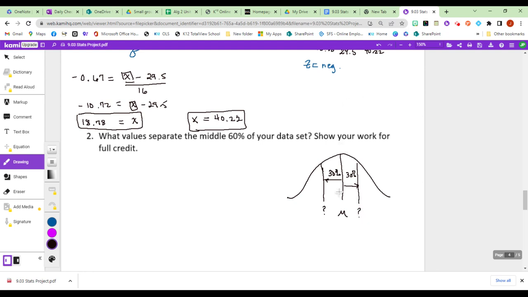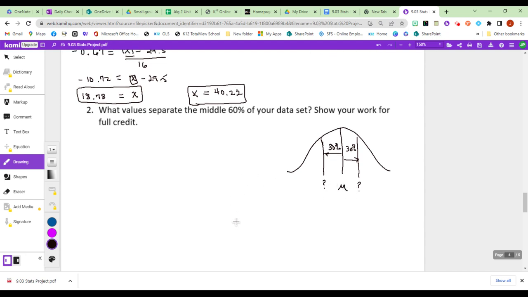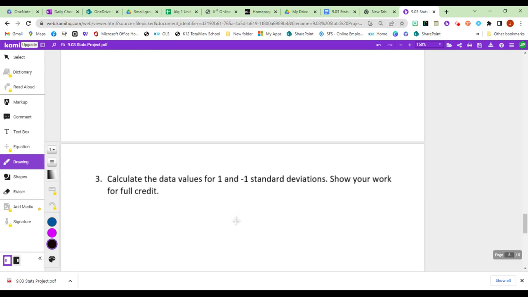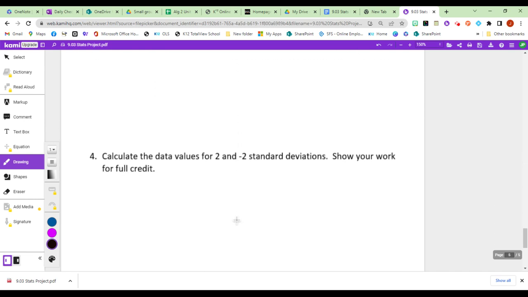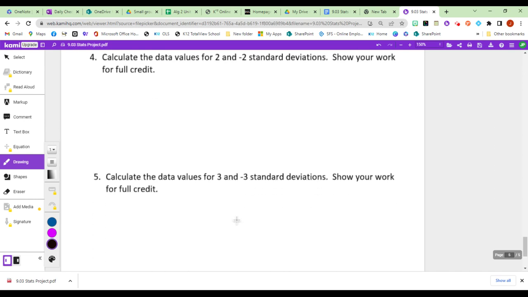And you're going to have to use a z-score. You're going to have to figure out what this area is. And then you could use your z-score to figure out the data here. And then you could do what I did for number 1 and figure out what the data value is here. So you'll be looking for those 2 z-scores. I think 2 is probably the hardest. And then 3, 4, and 5 are all worked exactly the same.